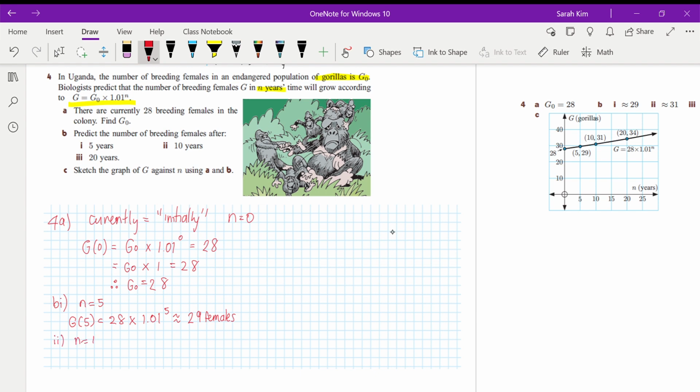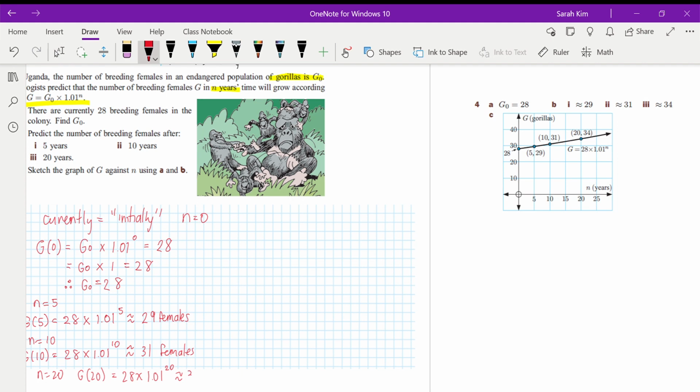N is 10, that means G of 10 is 28 times 1.01 to the power of 10, which is approximately 31 breeding females. N is 20, so therefore G of 20. Chuck it in your calculator, that becomes 34.